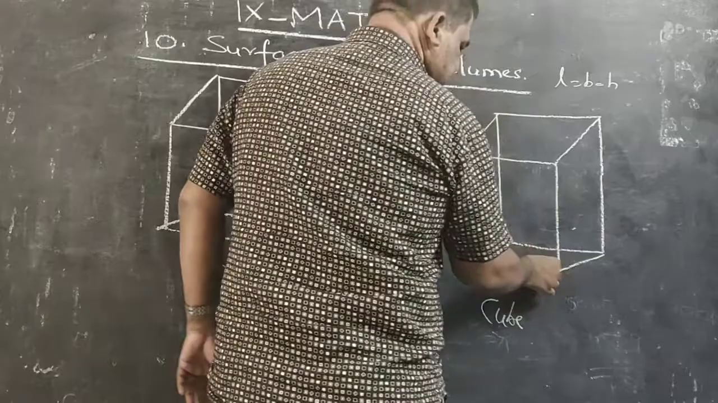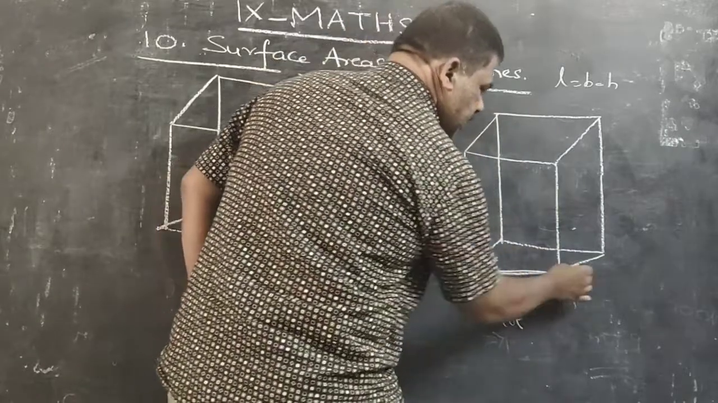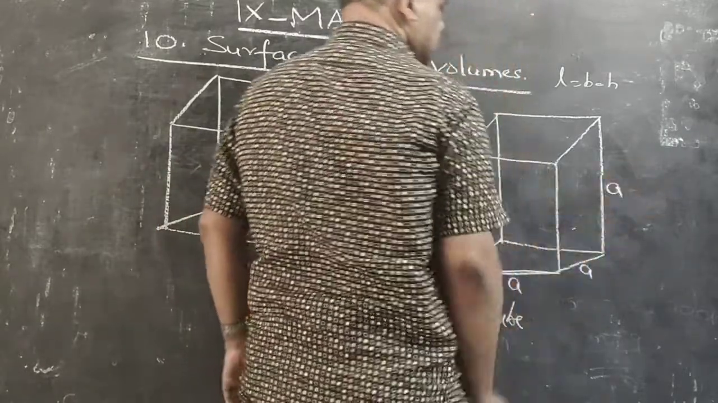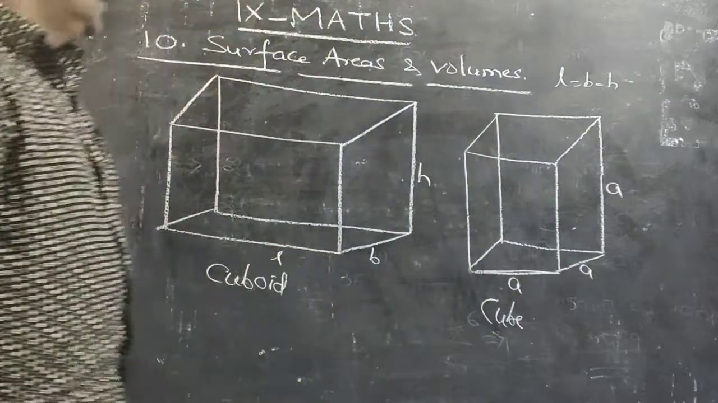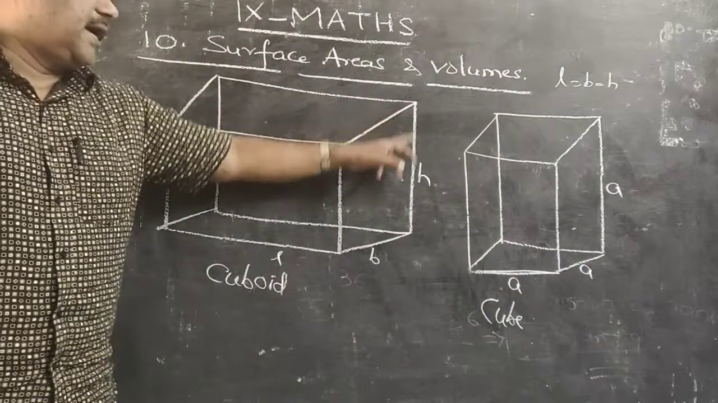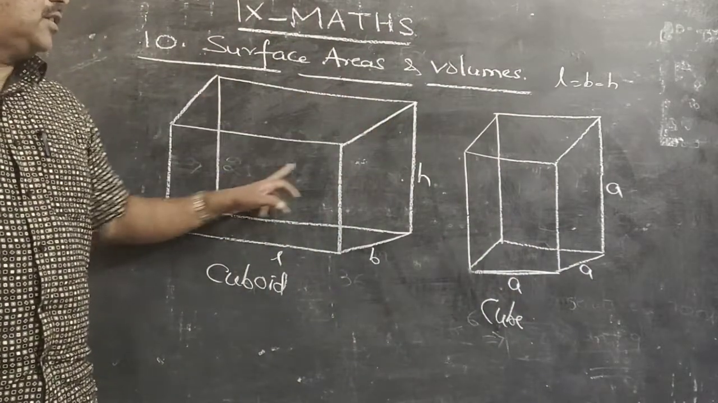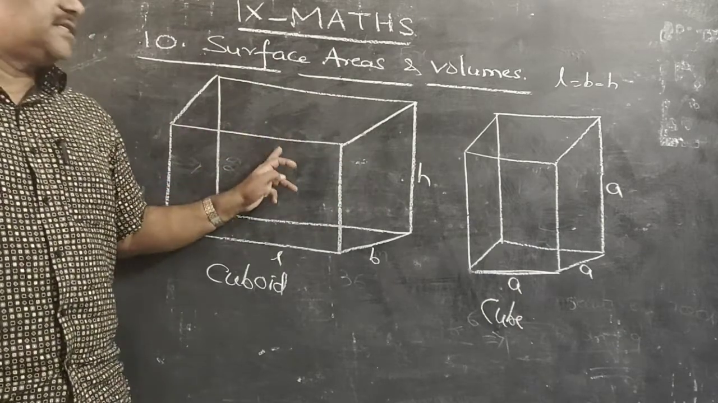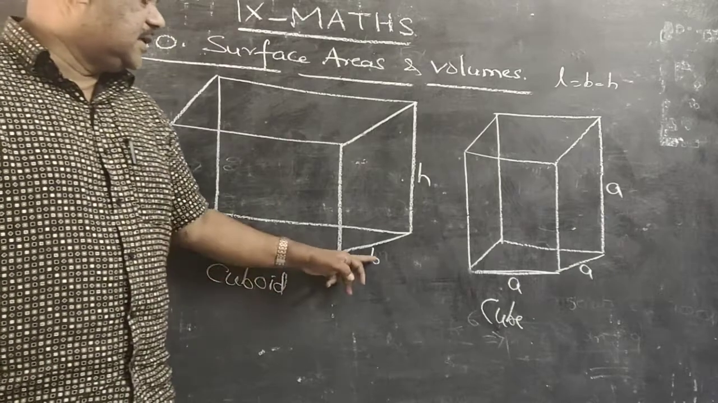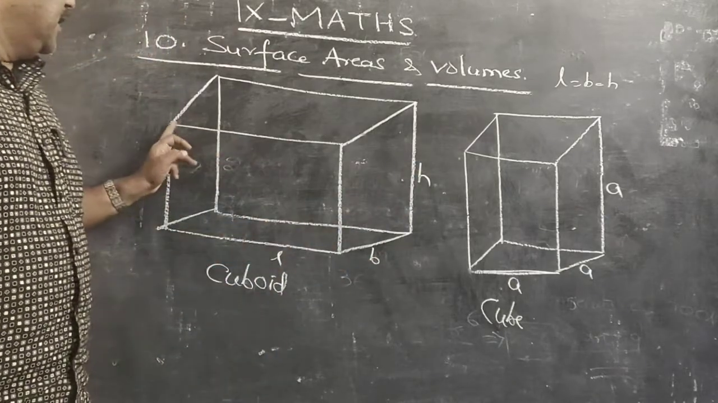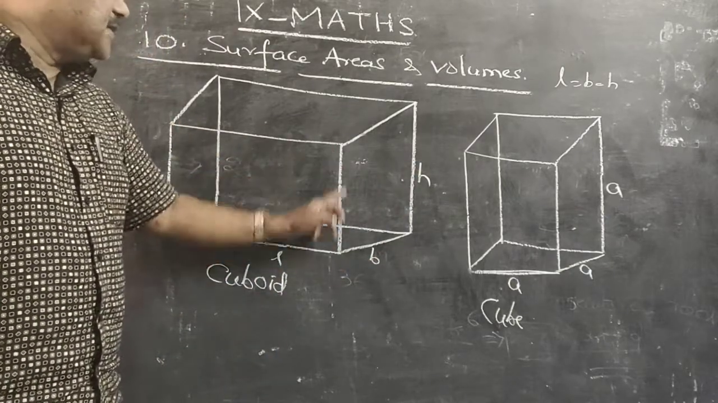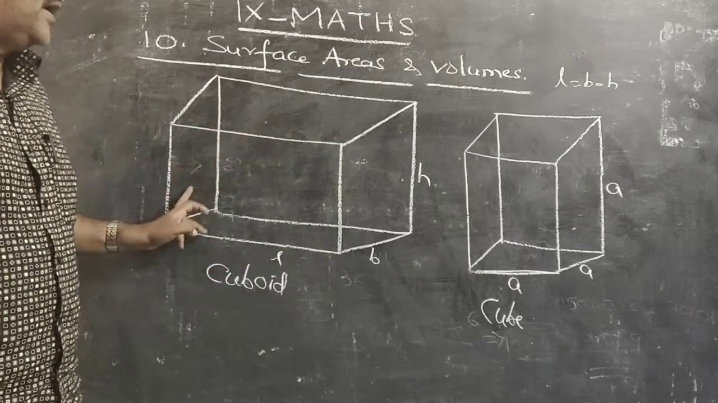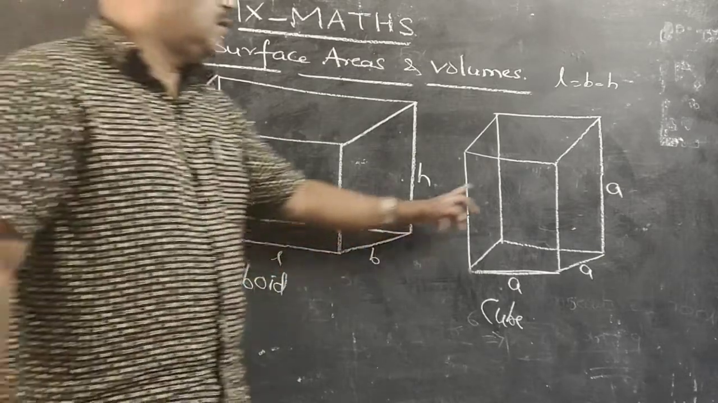And now we call it the edge. The edge of the cuboid is denoted by a. So a cuboid has 6 faces. All the 6 faces are in the shape of a rectangle. A cuboid has 3 dimensions: length, breadth, height. If the rectangular face of a cuboid becomes square, then that cuboid is called a cube.